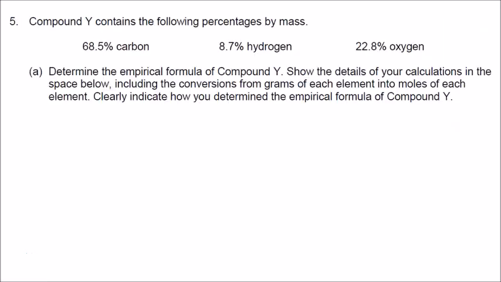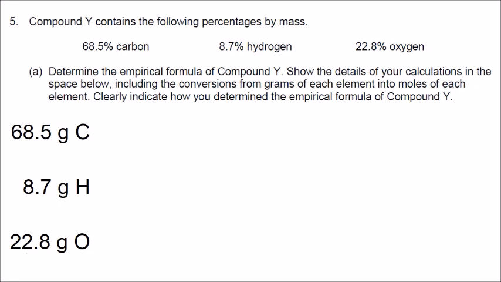In number 5, we are given the percent by mass for carbon, hydrogen, and oxygen for compound Y, and we have to determine the empirical formula. Now we're going to make the assumption that we have 100 grams of compound Y, and therefore each of those numbers as a percent by mass now becomes the mass of the element in grams. So 68.5 grams of carbon, 8.7 grams of hydrogen, and 22.8 grams of oxygen. We are now going to convert from grams to moles for each element.